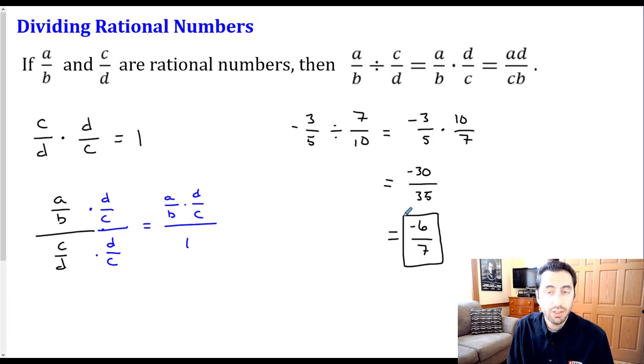So dividing rational numbers, dividing two fractions, it's very similar to multiplying. We just have one extra step. We take that second fraction, whichever one we're dividing by, and then we're going to change that to multiplying by the reciprocal.